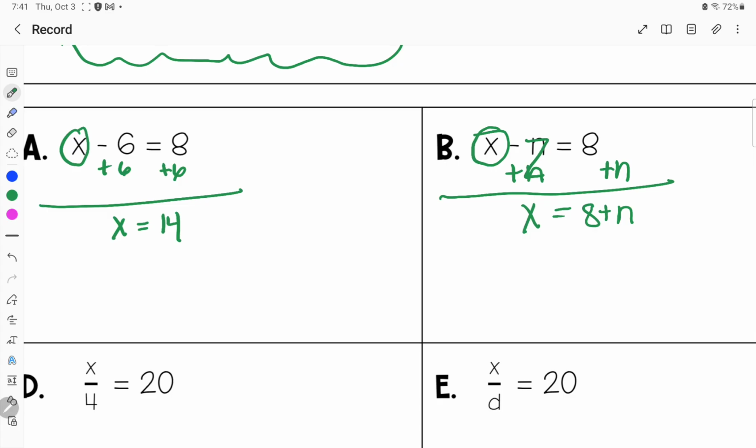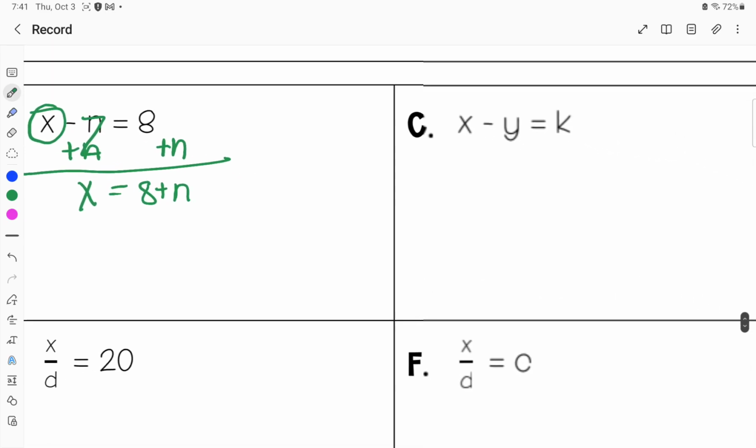I still don't know what x is. I don't know what n is, but I know that if I can find n, I can then solve for x. So all I'm doing is getting it so that my variable is alone. So it's telling me whatever x equals is this. I may not know exactly what those letters are, but that's what x equals.